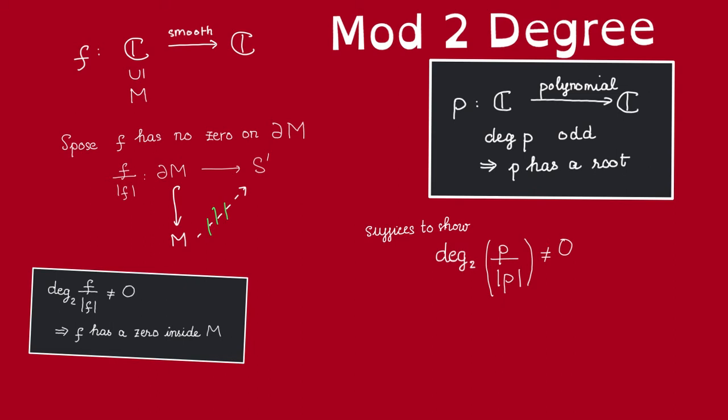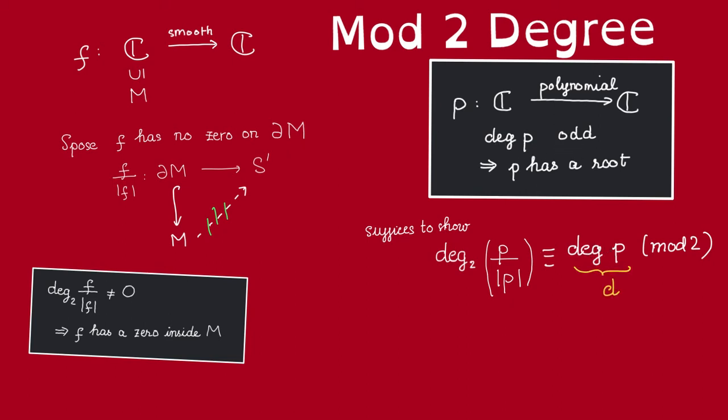I'm being a bit sloppy here because I haven't told you the domain of this map yet. We're gonna do that later, but no matter what the domain of this map is, if this degree mod 2 is not 0, then P will indeed have a 0 on C. Now, to show that this degree mod 2 is not 0, it suffices to show that it is congruent to the degree of P, modulo 2. And that's why we added the assumption that the degree of P is odd.